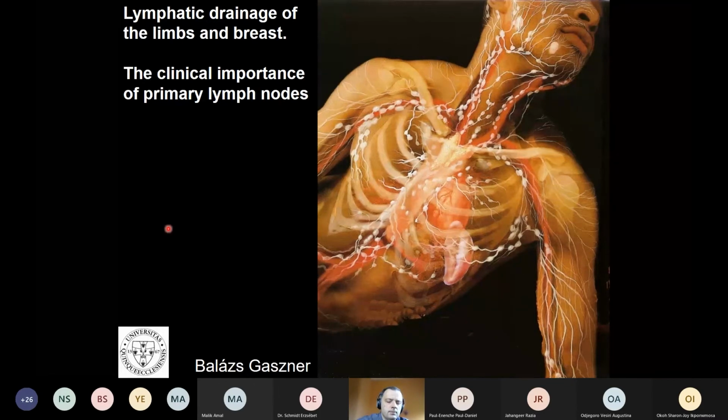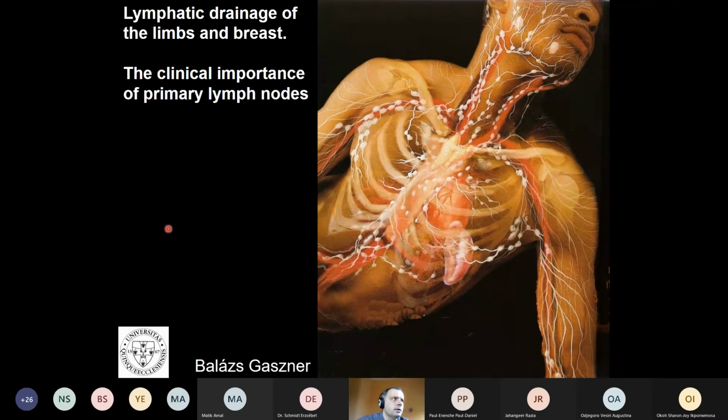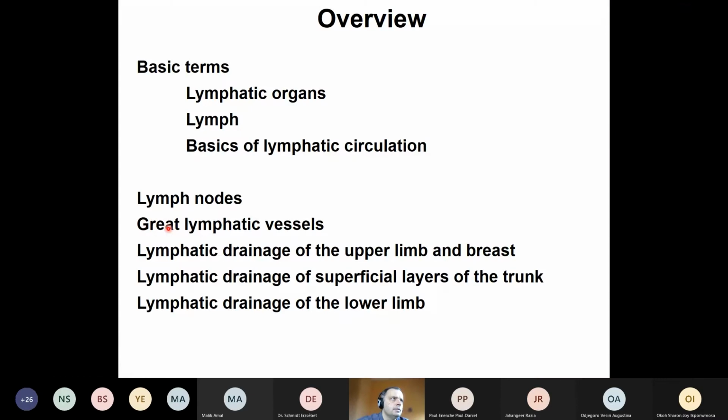I will start with a short anatomical summary, what you definitely need for the exam, and those clinical aspects will be highlighted by Dr. Schmidt in the second half of the lecture. Let's start because the time is flying.